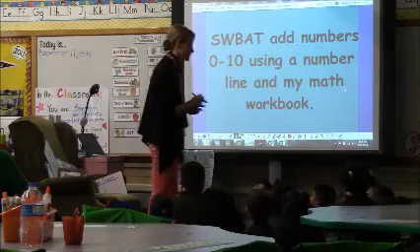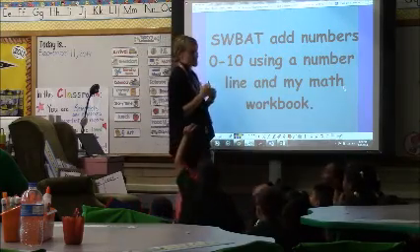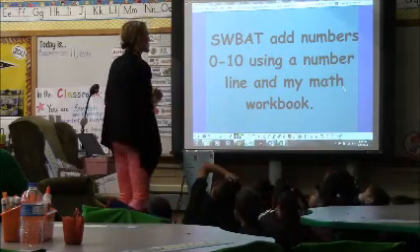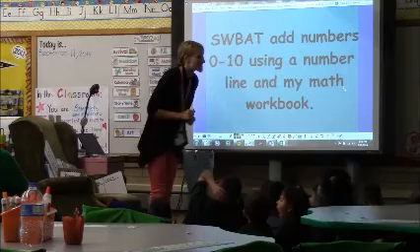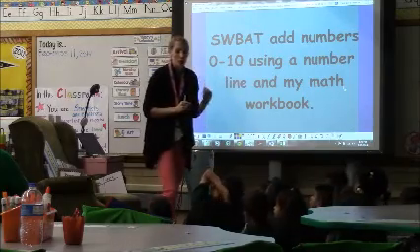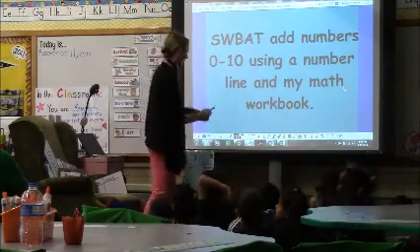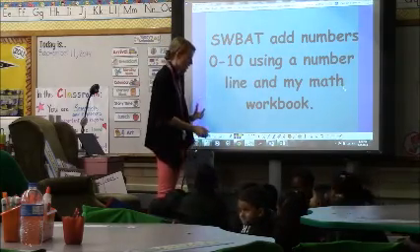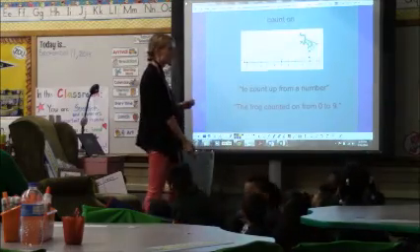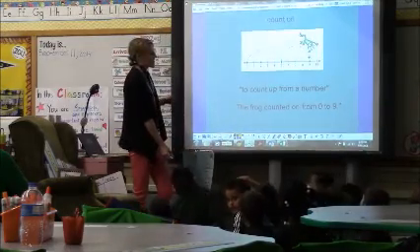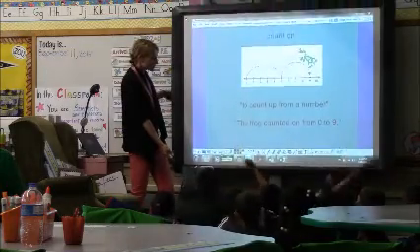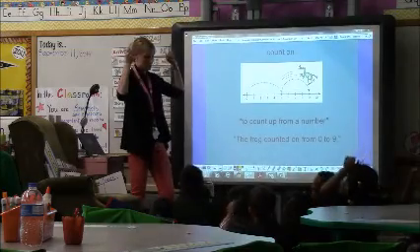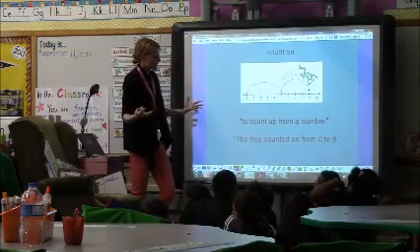Today in math, I can add numbers 0 to 10 using a number line and my math workbook. So we haven't used number lines yet in math. Today we're going to learn how they work because it's an awesome strategy for when we add two numbers. Oh, we already saw that picture of the frog. Awesome. So maybe some of you already have some background knowledge, some schema, about number lines. I'm excited to hear that.